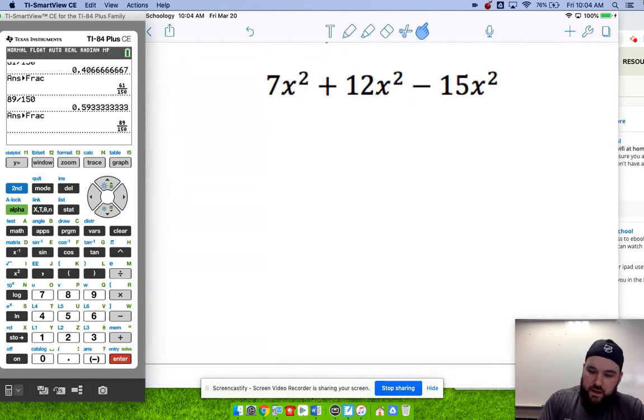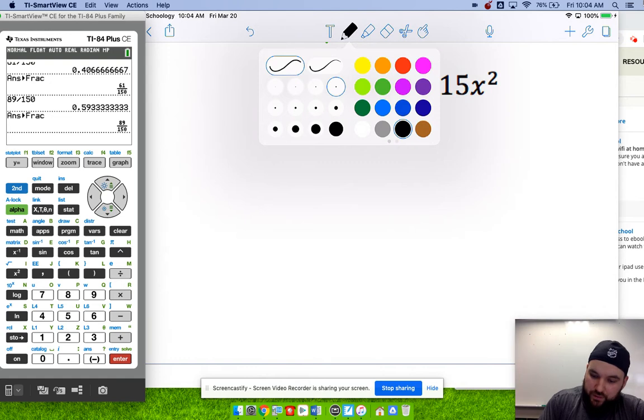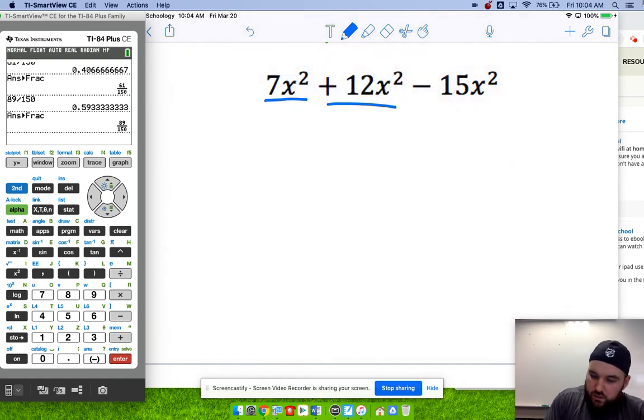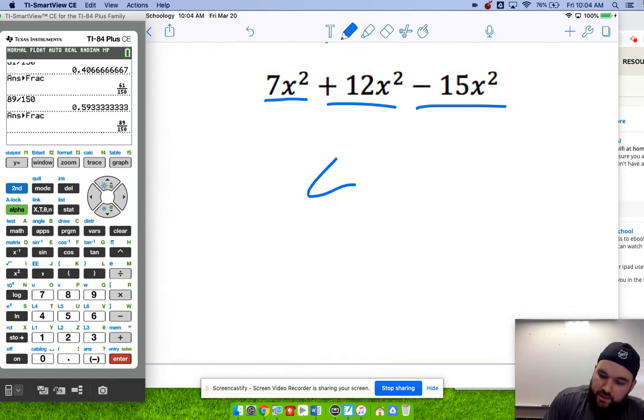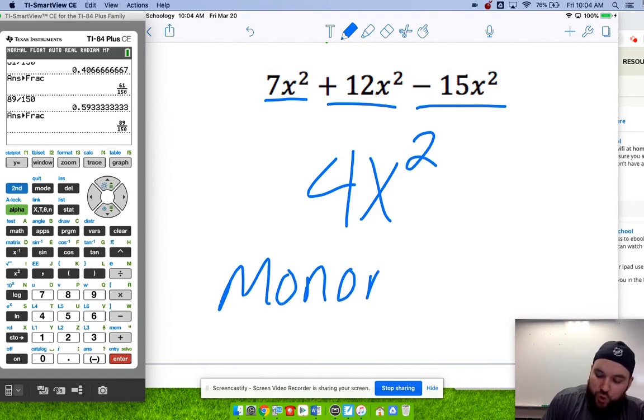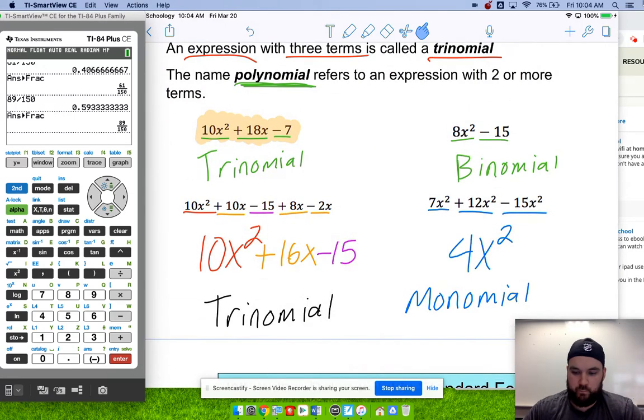Okay. And then finally here, I have 3 terms, but they're all x to the second power. So that means I can combine their coefficients, those numbers in front. 7 plus 12 is 19. And if I do 19, take away 15, that is 4x squared, which means this is a monomial. It's a weird word, monomial, single term. Okay, so make sure you are combining like terms if you can.